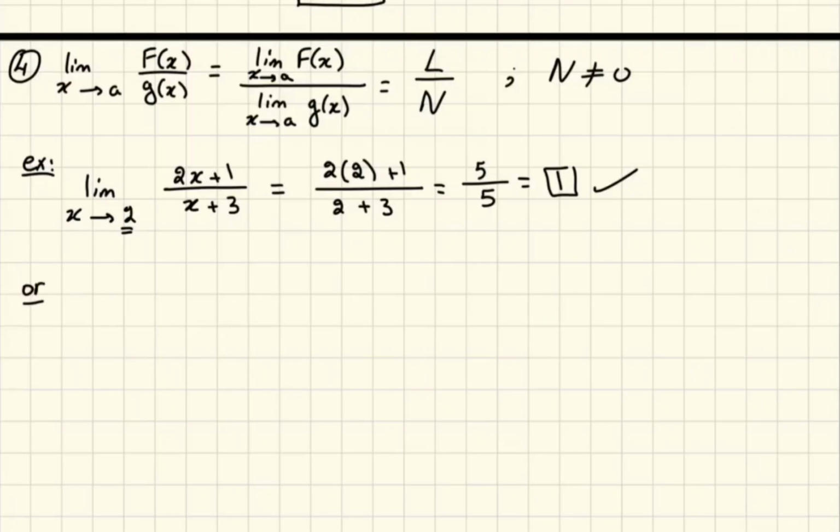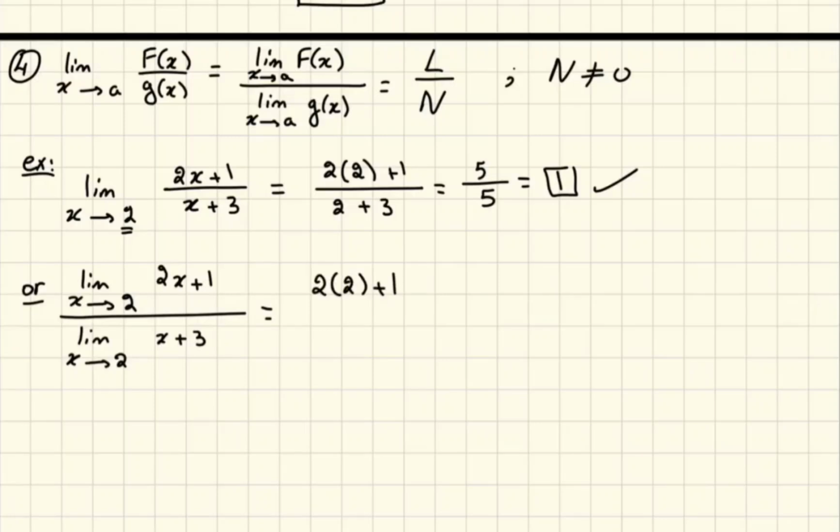Can I apply the rule which is separating? Let's see. The limit as x approaches 2 of the numerator alone over the limit as x approaches 2 of the denominator alone. So 2 times 2 plus 1, this is for the numerator, over, down, the limit of x plus 3 will be 2 plus 3. And same thing, we get 5 over 5, which is 1, so this property works. We still have one more property.